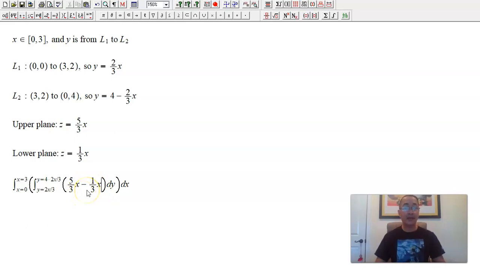And I misspoke earlier. It's not that the planes are parallel to the y-axis. They actually go through the y-axis. The y-axis is contained in those planes. I'll show you a little later.